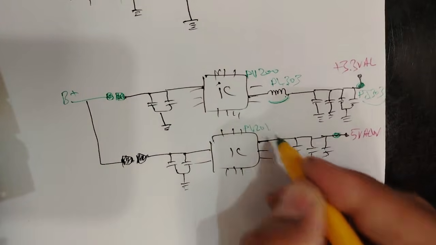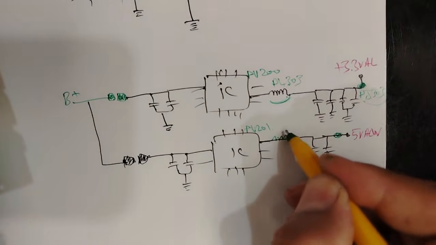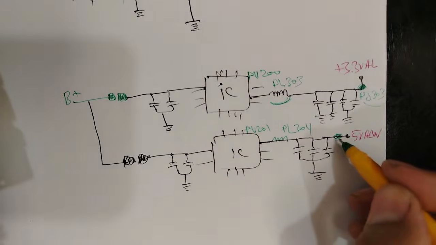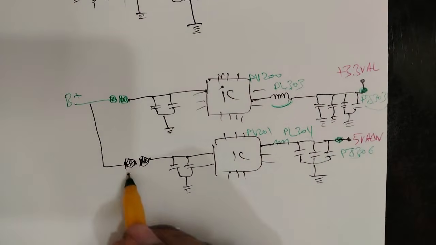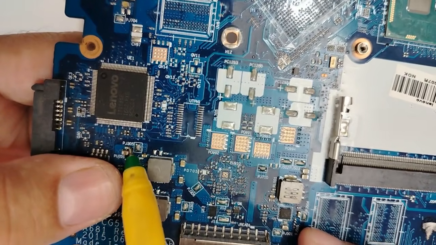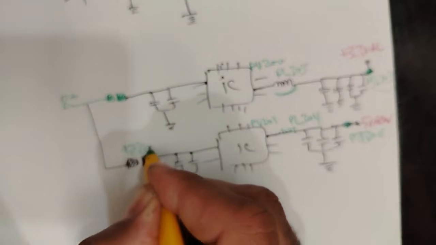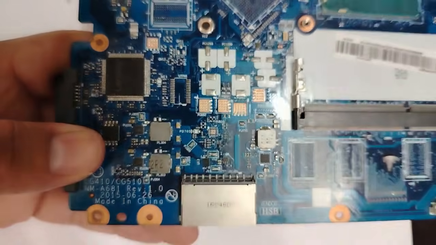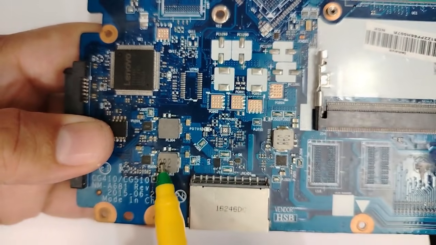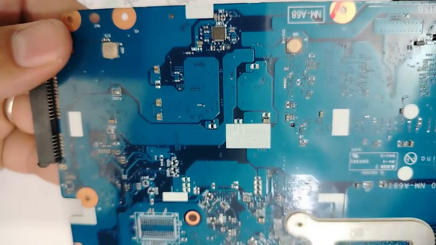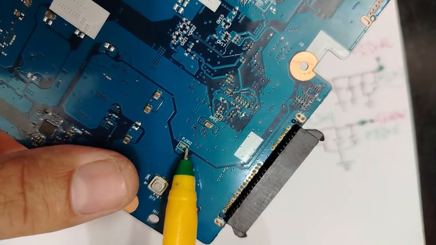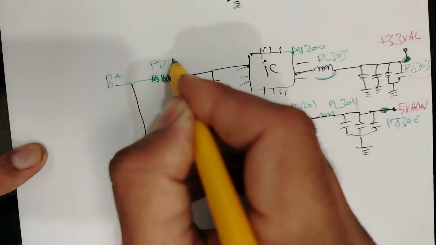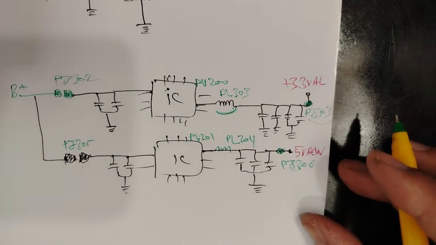So PU201, I forgot the inductor here, PL304, and the test point in the output, PG306. For the pad for 3.3 volt, we have PG305. Here you can check the presence of 19 volt. For the input test point for 3.3 volt, we have to go to the back, and we have PG302. So guys, this is it for 3.3 volt and 5 volt.